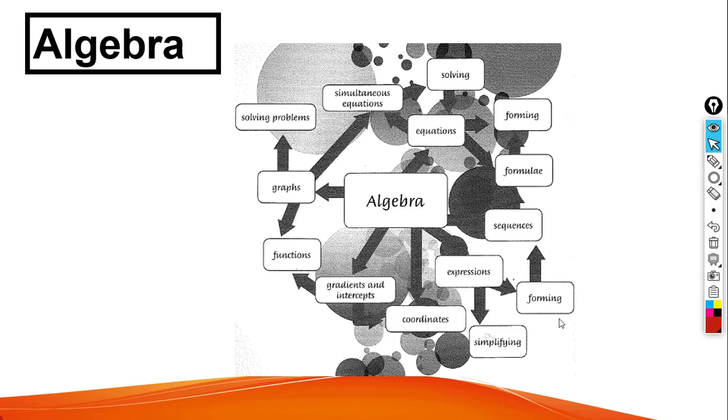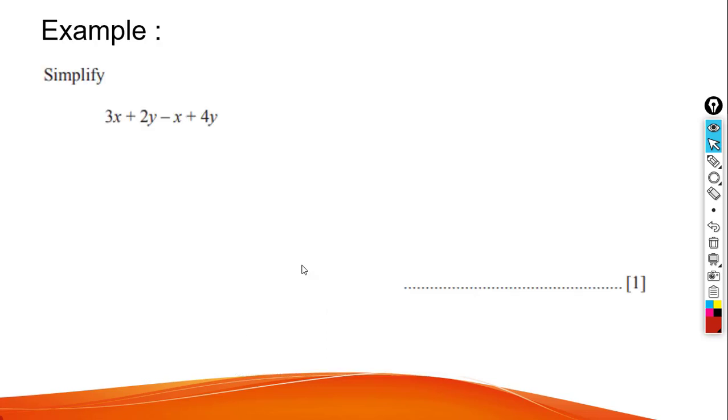Let's look into the next content of the index, which is algebra. Under algebra, you have a few subtopics, as you can see here: solving problems, simultaneous equations, formulae, sequences, expressions, coordinates, gradients and intercepts, functions, and so on. These are also topics that we have learned from year 7 up to year 9, and they will be summarized and put into the Checkpoint Year 9 Mathematics.